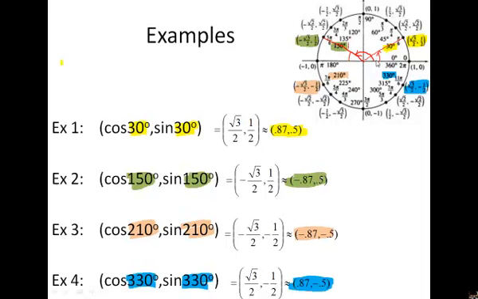210 degrees would be all the way around, and then another reference angle of 30 right here. And then 330 is going to be all the way around to this point, reference angle 30 here. So you can see these approximations. We're going to start using decimal forms instead of these exact radical forms.